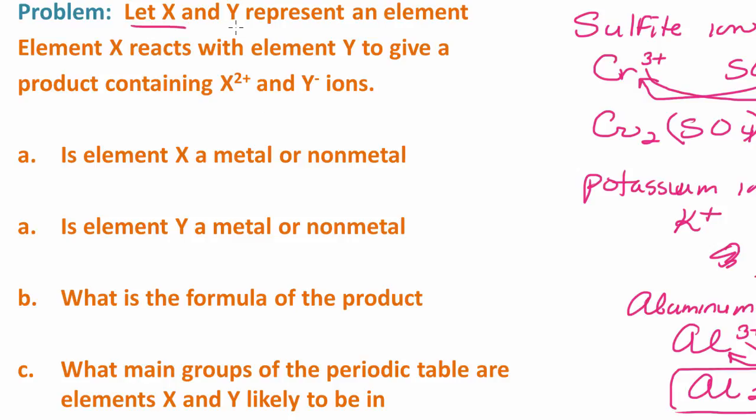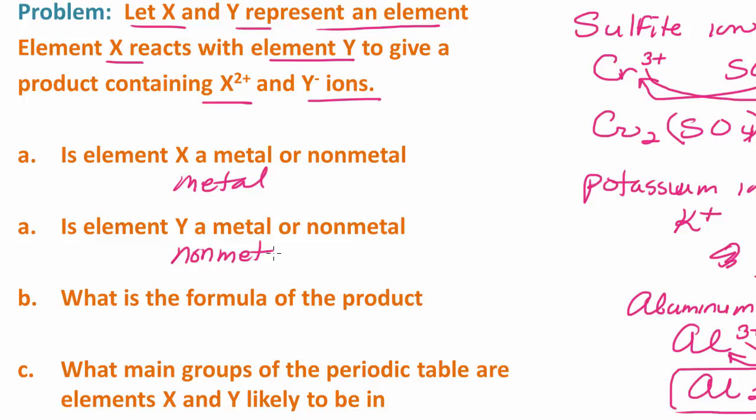Here we're told let X and Y represent an element. Element X reacts with element Y to give a product containing X2 plus and Y minus 1 ions. Is element X a metal or non-metal? Well, it's got a positive charge, so it is a metal. Is element Y a metal or non-metal? It's negatively charged. It is a non-metal. What is the formula of the product? Well, we have X2 plus and Y minus. We're going to need 2 of these so that our charges add to 0. So what we have is X, Y, 2.